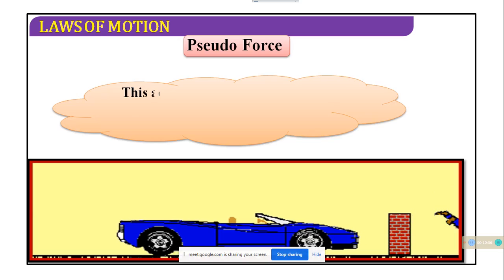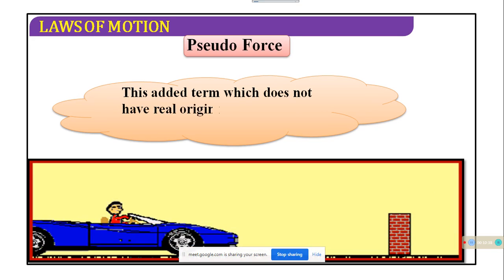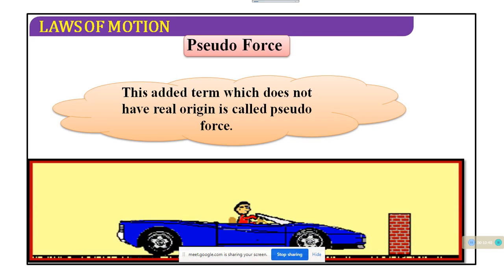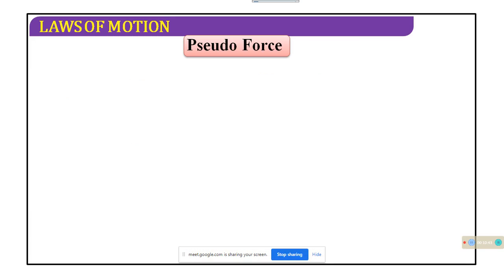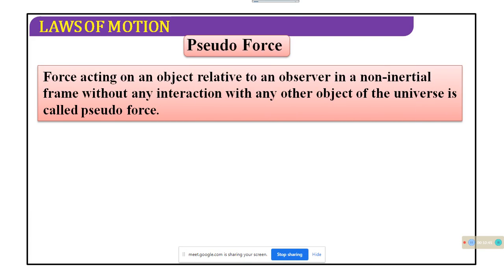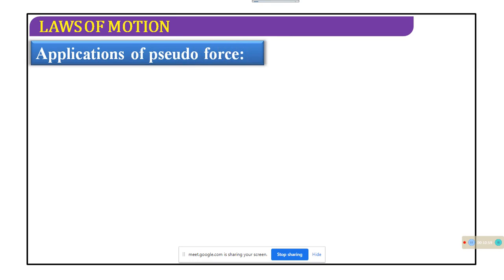This added term does not have a real origin, so it is called the pseudo force. The force acting on an object, related to another non-inertial frame, without any interaction with any other object in the universe, is called the pseudo force.